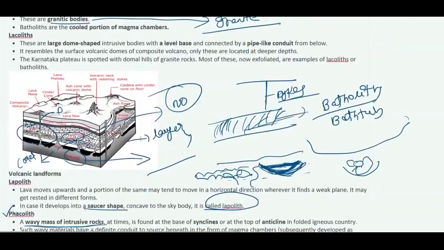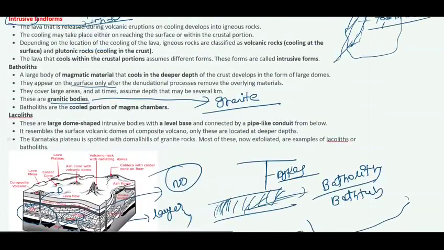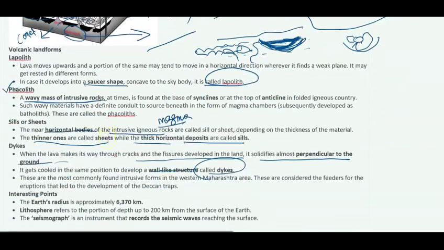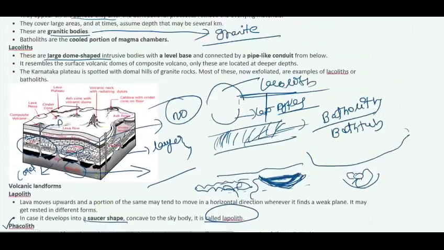The batholiths, laccoliths. Batholiths are the magmatic material that cools in the deeper depths. Laccoliths are the large dome shapes. Remember, laccoliths, dome shape. The dome means like this. Saucer means this. This one is called lapolith. This one is called laccolith. So this is all about the interior of the Earth's surface.